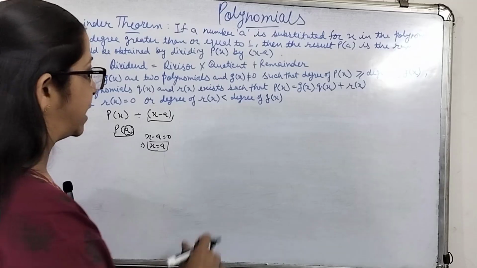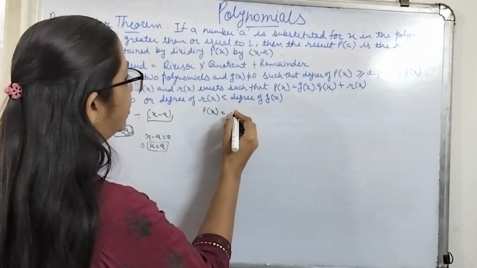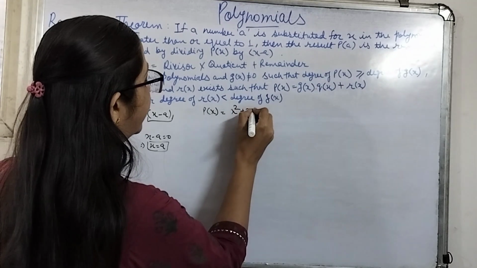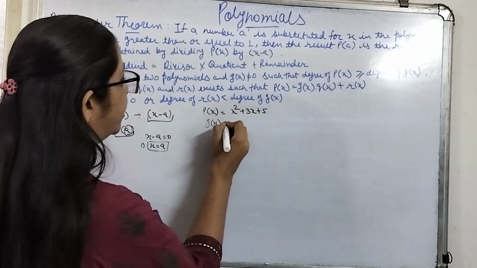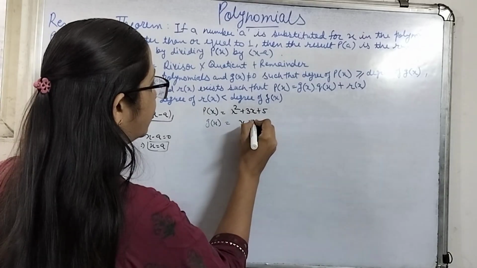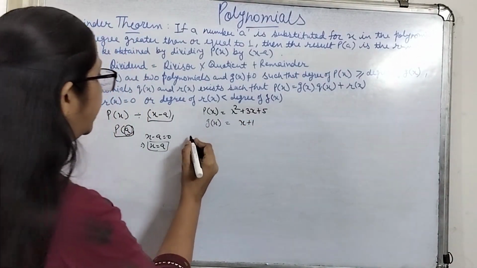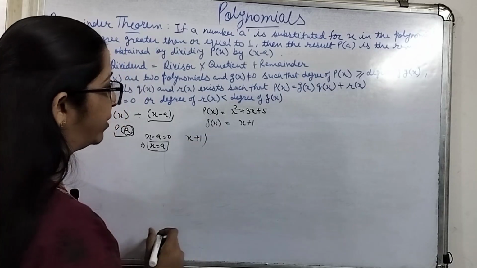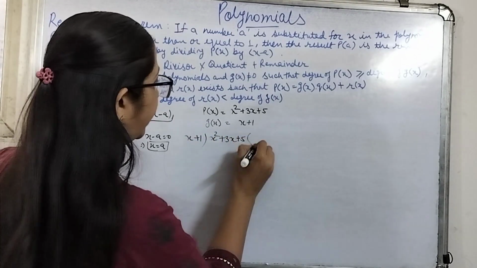Now let's take an example. Suppose a polynomial is x square plus 3x plus 5, and we have to divide it by x plus 1. This is the division we have to make, so let's see how the division will be. x plus 1 we have taken as the divisor, and here x square plus 3x plus 5 we have taken.